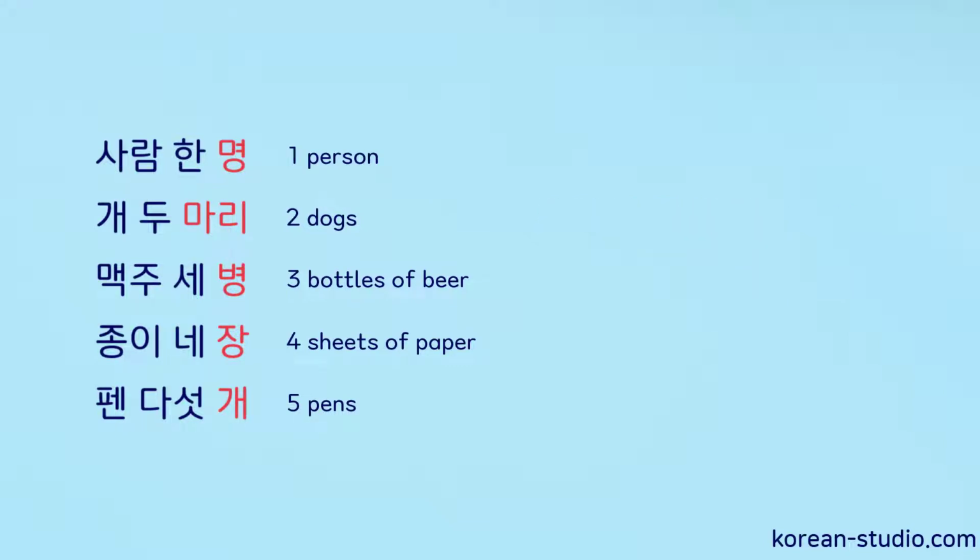Next, we have the counter word for bottles, 병, which we can use to count any kind of bottles. Then we have 장, which we use to count paper. Lastly, we use 개, which is a general counter word we use to count all kinds of inanimate objects. However, one thing to note is that if based on the context, the meaning of the noun is obvious, we can just say the number word and the counter word. So if it's obvious that I'm counting dogs, I don't have to use the noun 개. I can just say 한 마리.